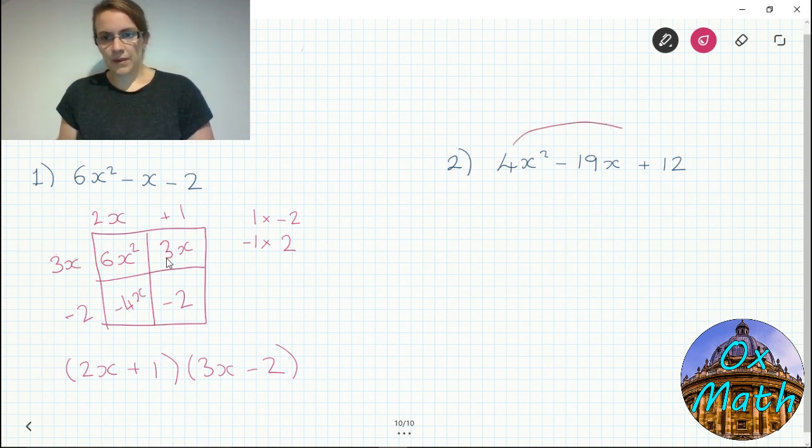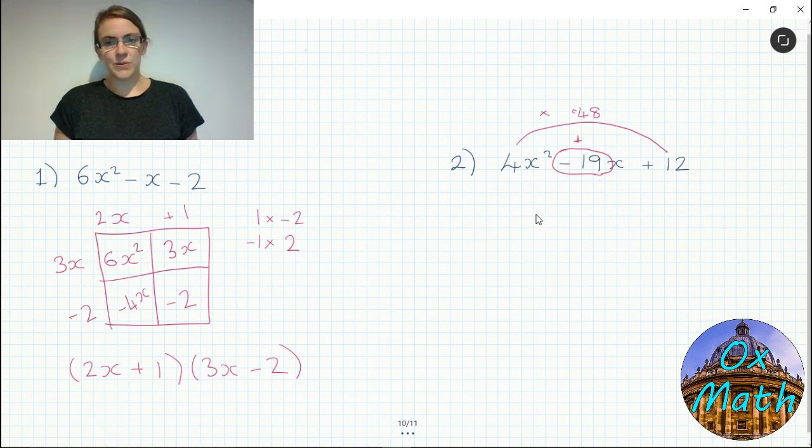So this time, 4 times 12 is 48. So we want two numbers that times to give us 48, but add to give us minus 19. So I'm going to start by listing out all of the numbers that multiply together to give us our plus 48. Because they need to add to give us minus 19, I know that they are both going to need to be negative numbers, because two negatives will multiply to give us the positive, but add together to give us a negative answer.